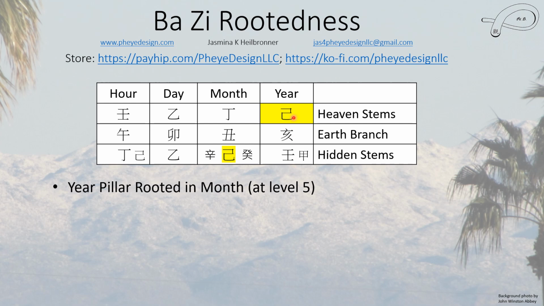Now, if we look at the year, it is rooted at the level 5. So this is in the adjacent pillar in the main chi, and so this is about as close as you can get and not have it in the actual pillar. So this again has to do with parents, grandparents, bosses, this kind of thing, how much they support me. And my parents have supported me a lot.